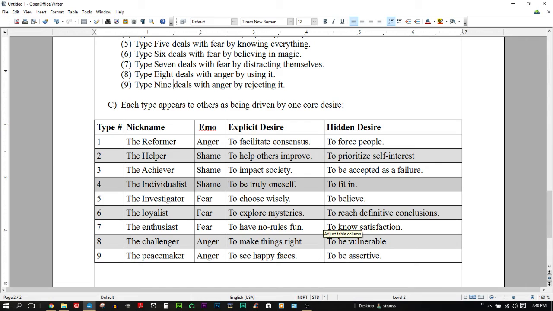Hidden desire to be vulnerable, to be safely vulnerable. Number 9, again anger. To see happy faces is the explicit desire. To be assertive is the hidden desire.